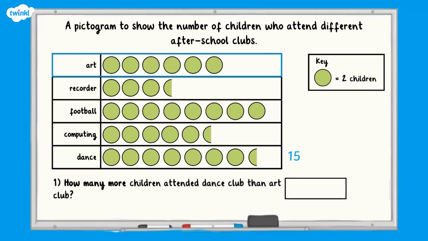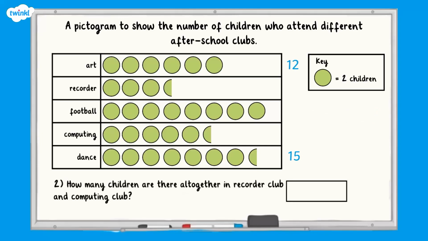How many children attend art club? There are 6 whole circles. Each whole circle represents 2 children, and 6 multiplied by 2 equals 12, so 12 children attend art club. Let's write 12 at the end of the art row. We need to work out how many more children attend dance club than art club. Because we are comparing the numbers, we need to find the difference. We do this using subtraction. 15 subtract 12 equals 3. Therefore, 3 more children attend dance club than art club.